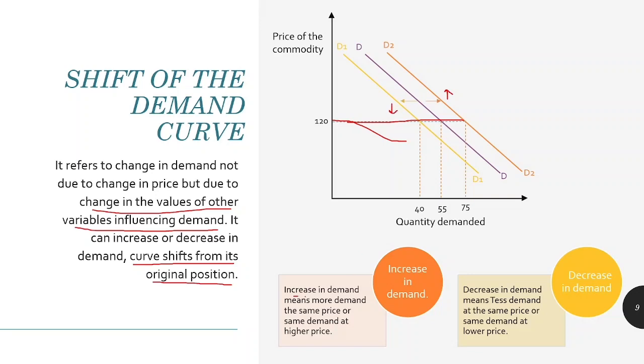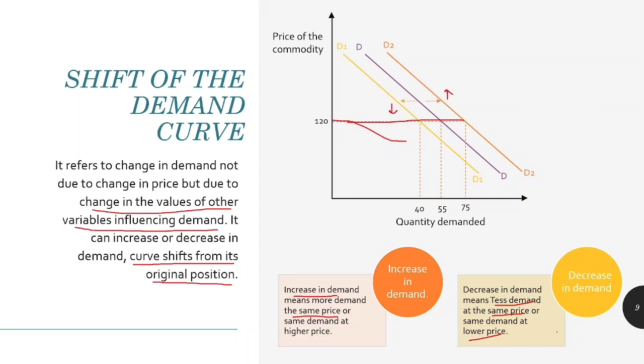Increase in demand means more demand at the same price and same demand at a higher price, meaning at the same price more demand is happening, or the demand is the same but the price is increasing. So why does this happen? Suppose some commodity becomes popular, it is trendy or fashionable, so what will happen? People will buy more of it at the same price. And decrease in demand means buying less at the same price or the same demand at a lower price. Meaning the price is the same but the demand is decreasing, or the demand is the same but the price is getting lower, sorry.